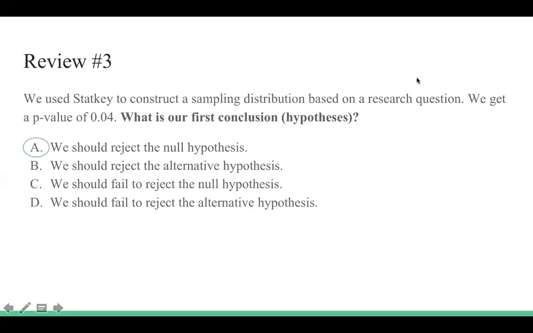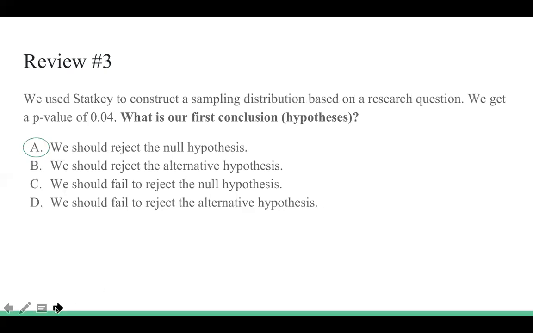All right, so A is our answer here. Great job. Right off the bat, we can eliminate B and D because we don't want to conclude in terms of the alternative hypothesis. Really it's just deciding between A and C, which means determining if our p-value is statistically significant. And since it is, we should reject the null hypothesis.